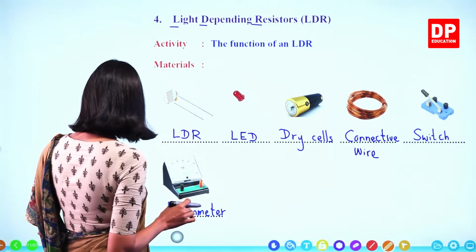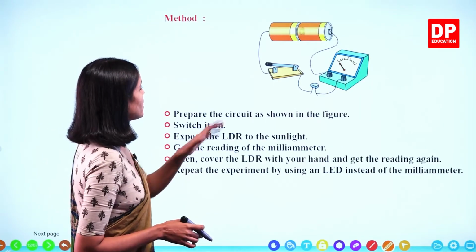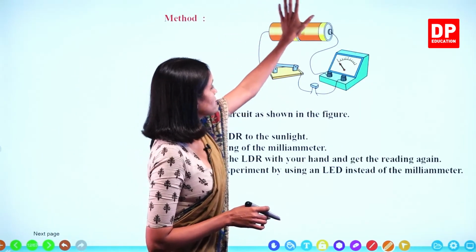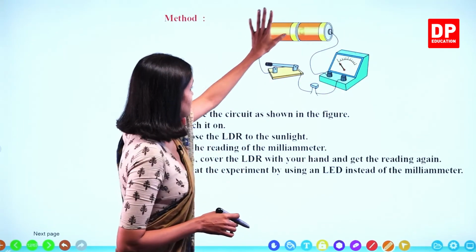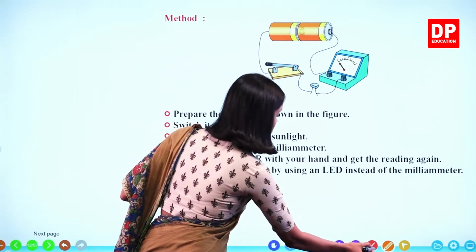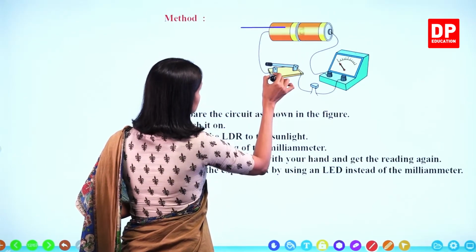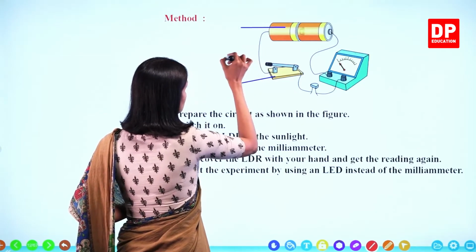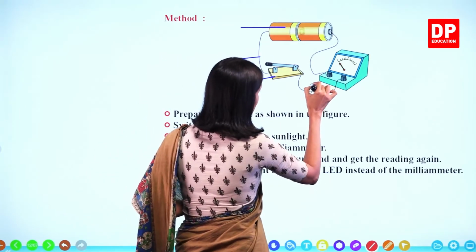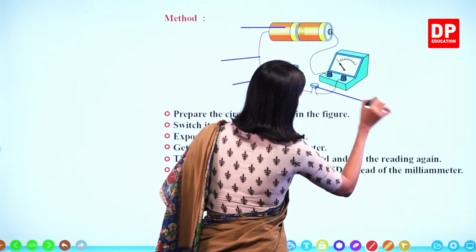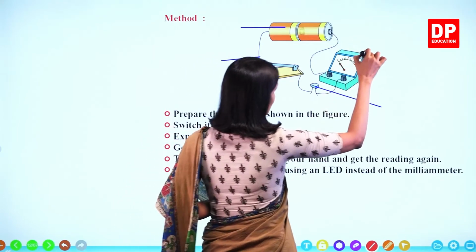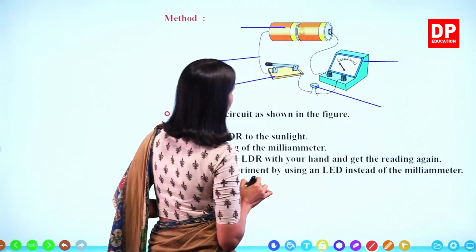How to do the activity? Let's see. Right, look at the circuit. You have to make the circuit like this. Let's label the diagram, children. We need dry cells, switch, connective wire. This is the LDR, light dependent resistor, and milliammeter.